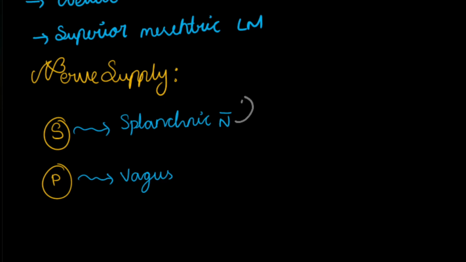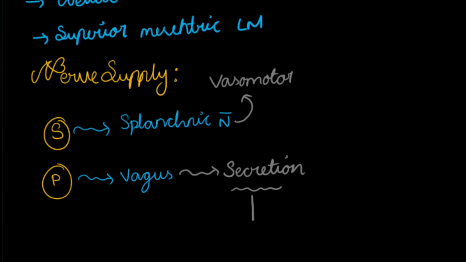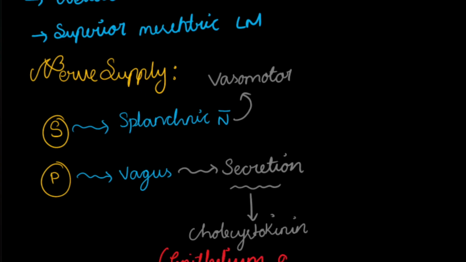And regarding the action of the splenic nerve, it is mainly vasomotor. In case of parasympathetic activity of the vagus, the action is mainly on pancreatic secretion. Adding to that, this secretion is also influenced by another hormone, cholecystokinin, and this hormone is secreted from the epithelium of the duodenum. So this is all regarding the nerve supply.